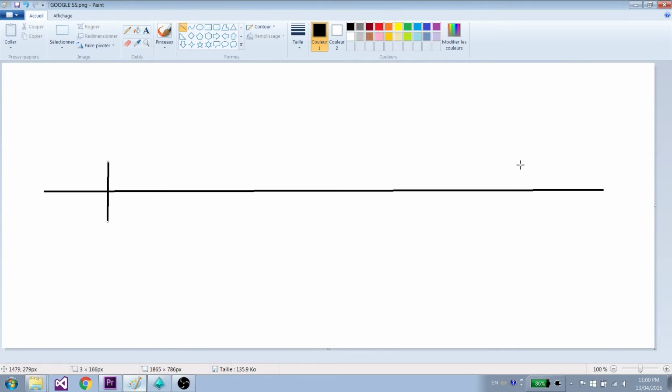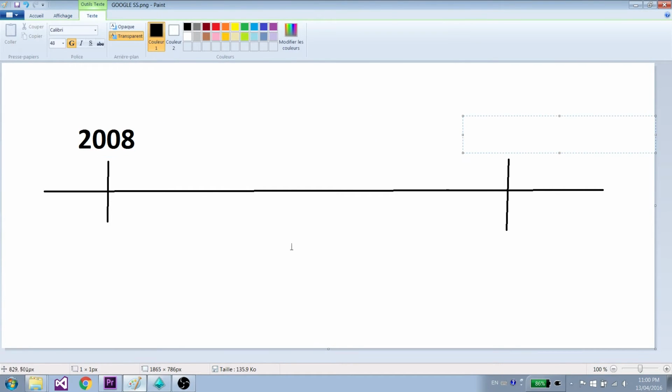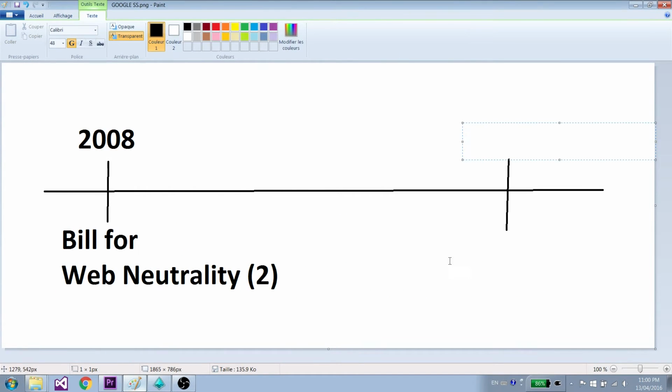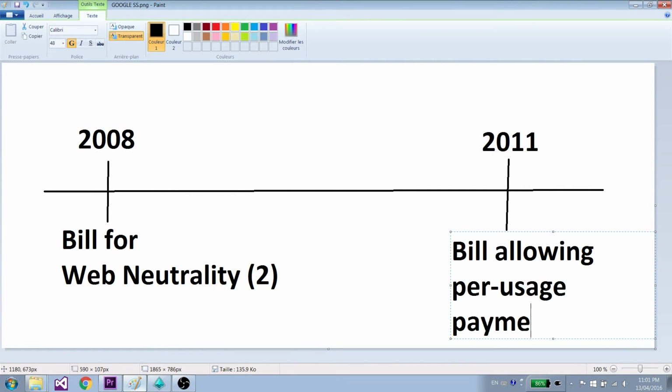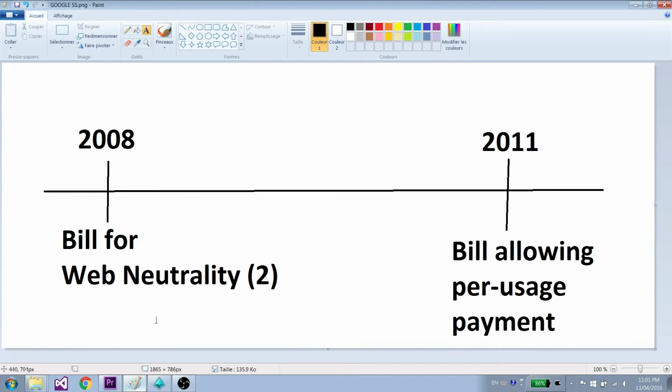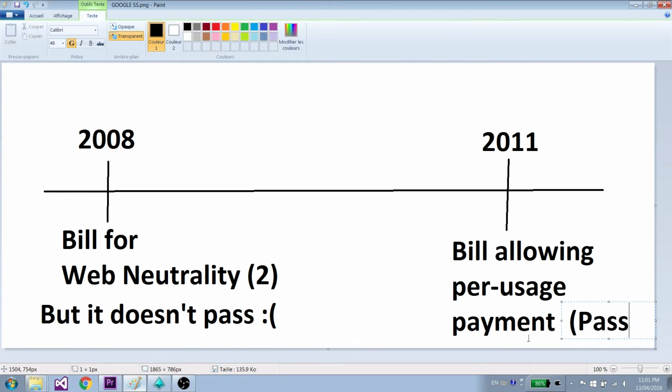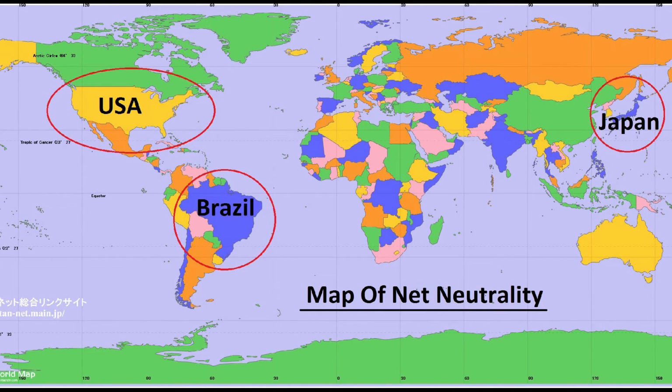Here in Canada, there are no laws at the moment that really defend web neutrality. 2 bills were introduced in 2008 with the intent of defending web neutrality, but they didn't pass. In 2011, a bill passed allowing usage-based billing. So the more internet bandwidth you use, the more you pay. Some say this is a form of discrimination against larger media like music, new movies, and videos. Some other countries like Brazil, USA, and Japan have laws that specifically uphold net neutrality.